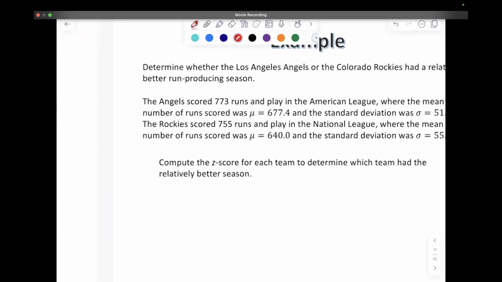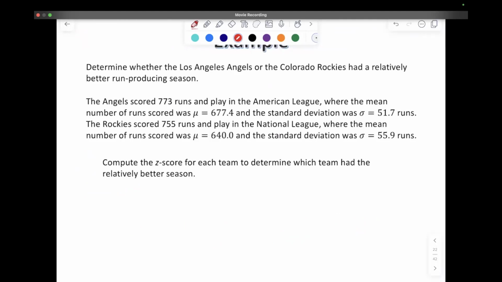All right. So now we have baseball. The Los Angeles Angels and the Colorado Rockies, we're going to find out who had a relatively better run producing season. The Angels are in the American League and they scored 773 runs. The mean is 677.4 and the standard deviation is 51.7. The Rockies scored 755 runs. They're in the National League. The average is 640 and the standard deviation is 55.9. I would like you to calculate both of these z-scores.